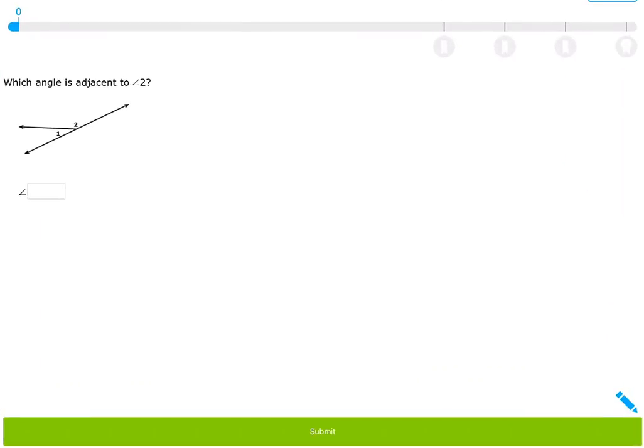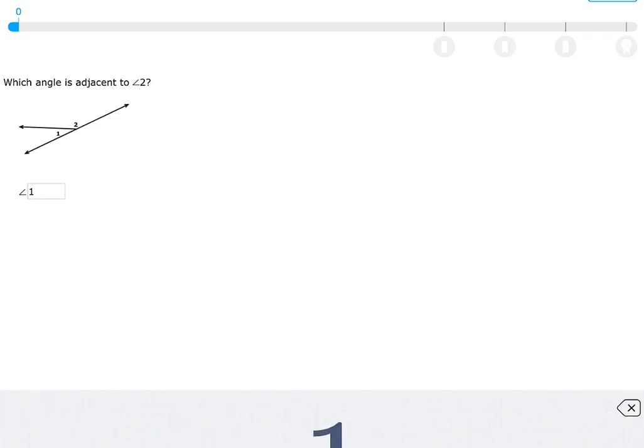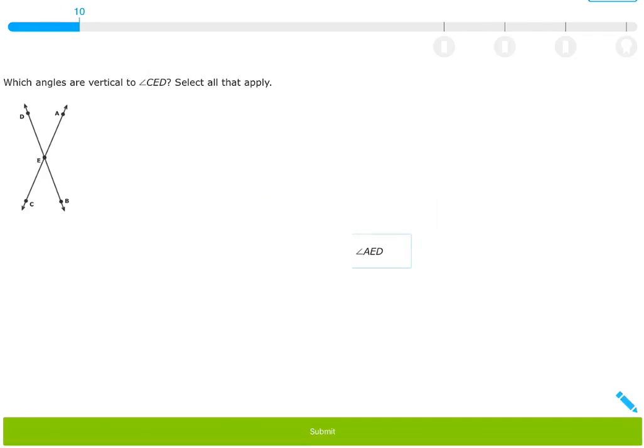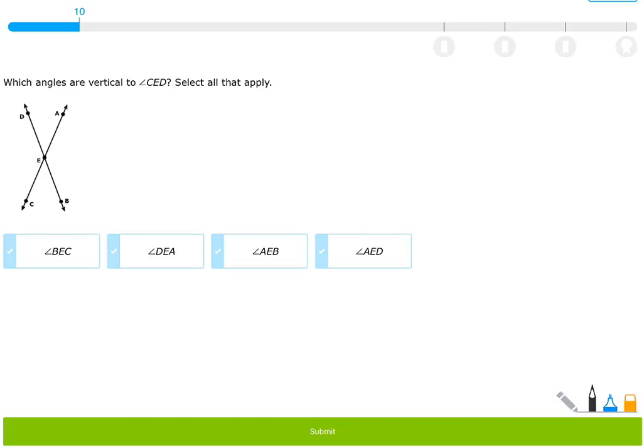Had it all loaded. All right. So which angle is adjacent to angle 2? Well, we only have one option. That's 1. Okay, which angle is vertical to C? So I'm going to pull out my pen. CED, the only angle vertical with that is AEB, or you could name it backwards, BEA. So AEB, there we go.